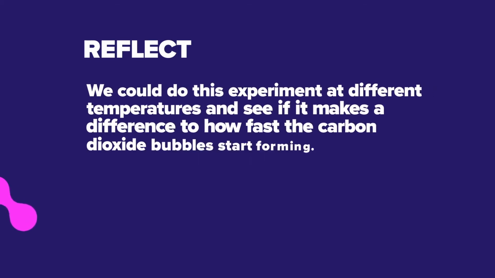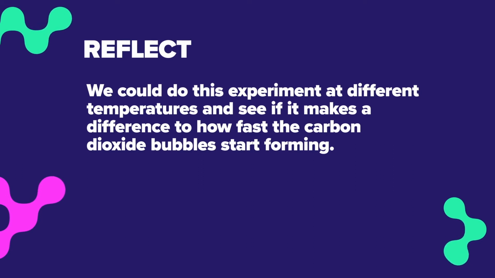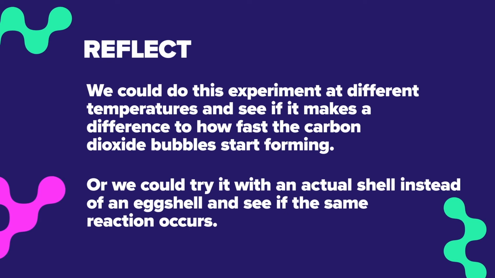Next, we look at our observations and reflect on them. By asking questions about why something happened, or how we might make it happen again, we're really starting to understand the science behind it. For example, we could do this experiment at different temperatures and see if it makes a difference to how fast the carbon dioxide bubbles start forming. Or we could try it with an actual seashell instead of an eggshell and see if the same reaction occurs.